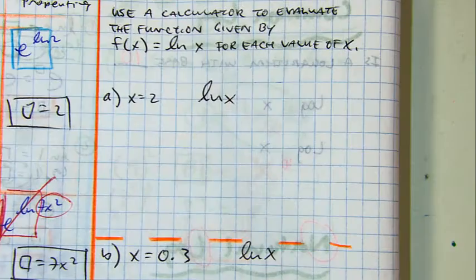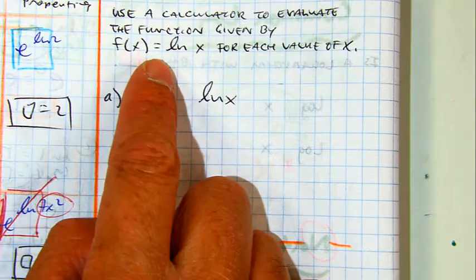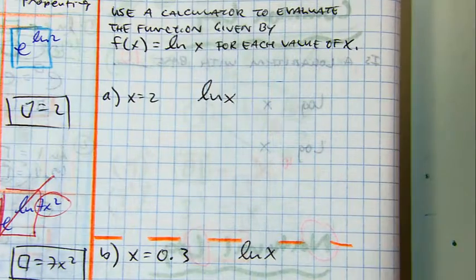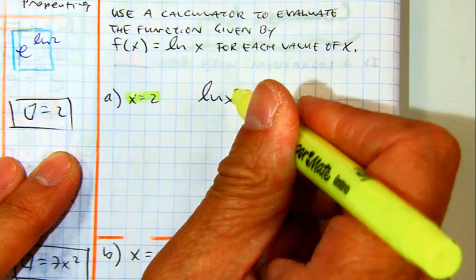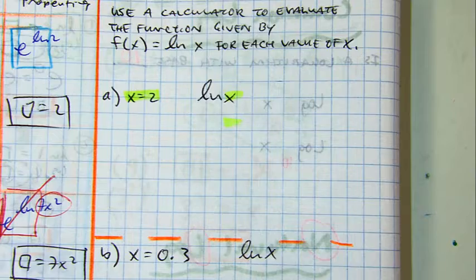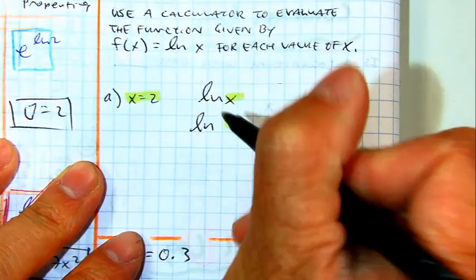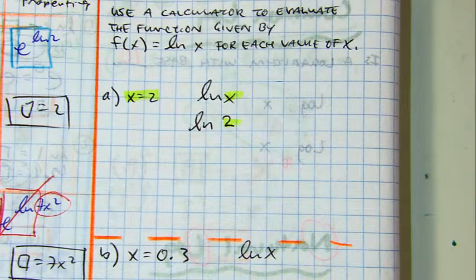Alright, so it tells us to use a calculator to evaluate the function given by f of x equals the natural log of x for each value of x. So essentially what I'm going to do is take x equals 2 and put it there. So we're going to evaluate the natural log of 2. Now I want you to see and appreciate what the natural log of 2 is before you actually use the calculator.